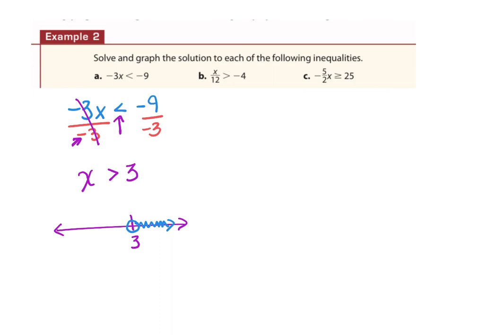All right, let's look at the next one. We have x over 12 is greater than -4. What's happening between the x and the 12?